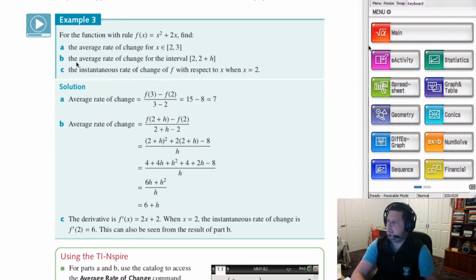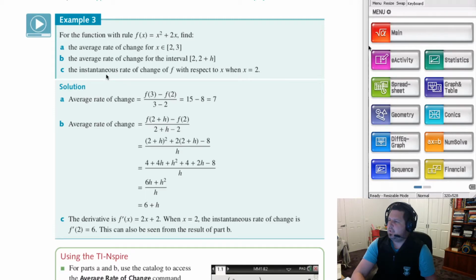Perfect. Again, they can ask you to work out the average rate of change for this interval, with the a value being 2 and the b value being 2 plus h. Again, you still do the same thing. You need to find f of b, so substituting that into the equation, taking away f of 2, substituting that into the equation, again dividing by the b value, take away the a value. It's a matter of running that calculation, expanding things out, grouping like terms, and then simplifying things down. In this particular case, we get the average rate of change is 6 plus h.